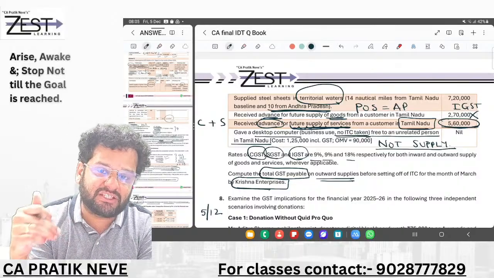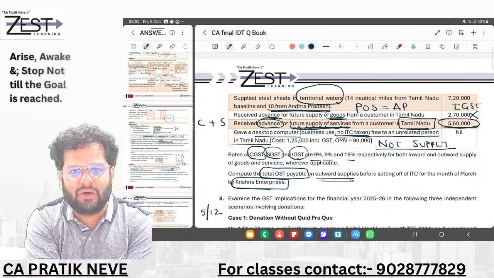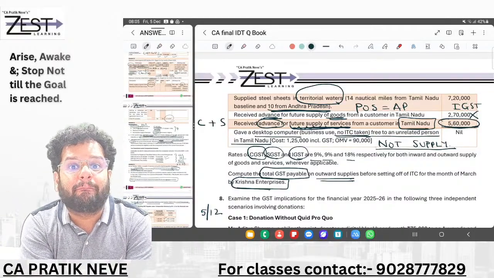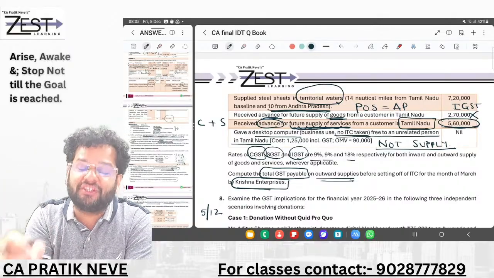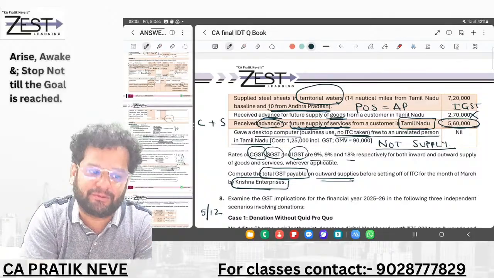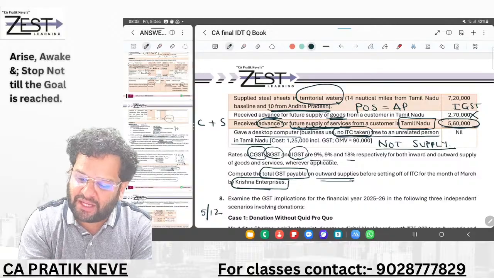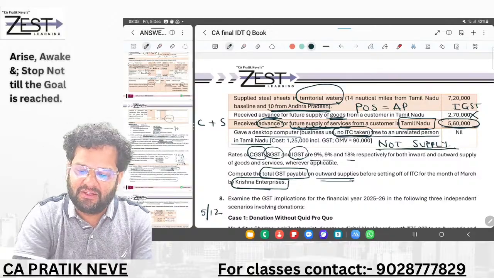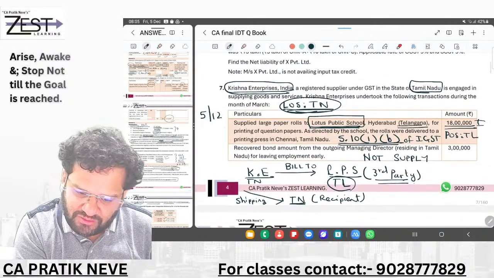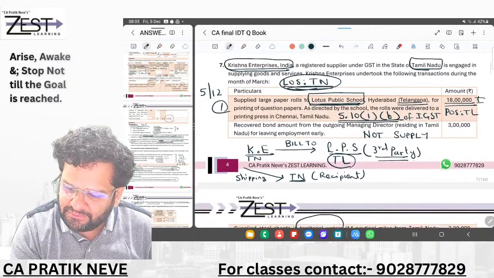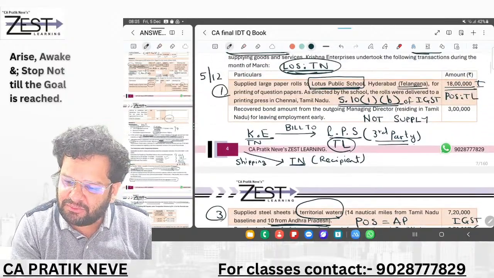Such activities are given in Schedule 1. In Schedule 1, the first activity is permanent transfer or disposal of business assets on which ITC has been availed. But in this case, no ITC was taken, so that's why it is not a supply. So in short, this first transaction and this third transaction are chargeable to IGST.